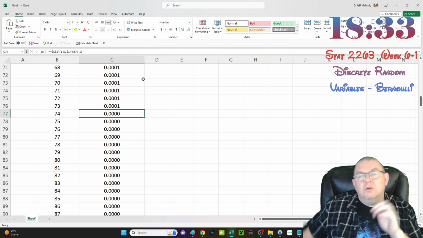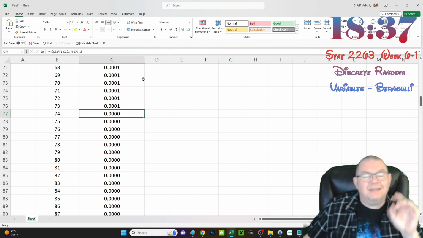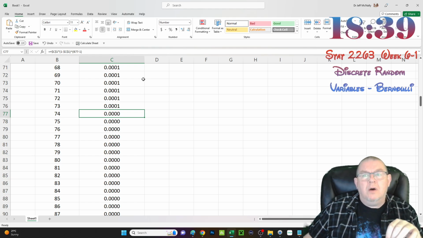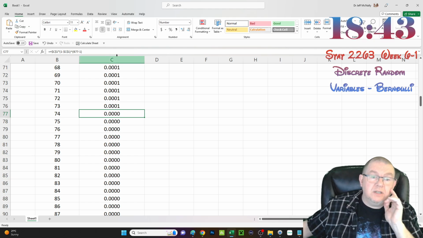What you need to do when you're writing stats up is you have to remember to never write it's equal to 0. You would always want to write it's approximately equal to 0 in this situation.